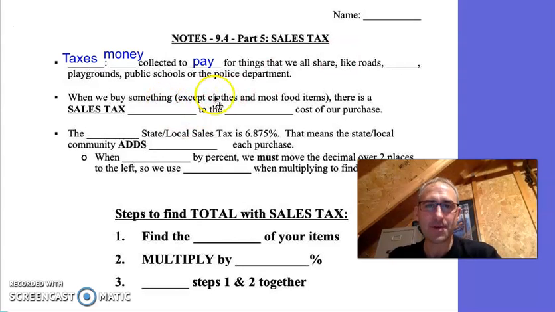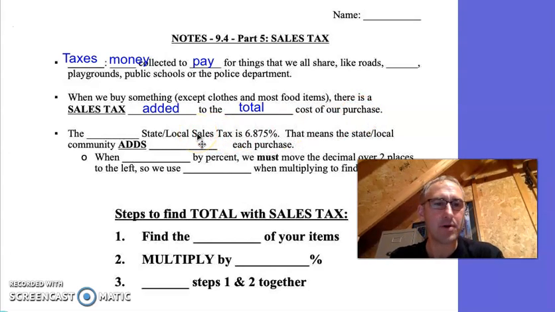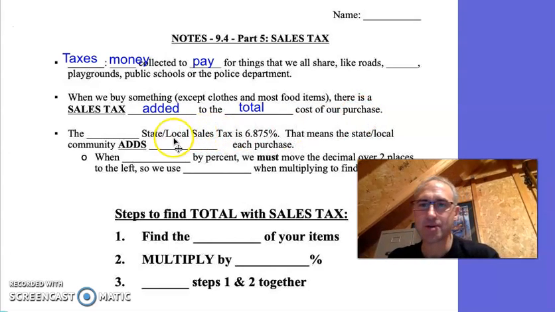When we buy something, except for clothes and food in Minnesota, there's a sales tax. Sales tax, again, is the amount of money that's added to the cost of what you purchase. So once you have your total, it's money added to the cost that you purchase. But we're going to probably multiply to find out how much tax we pay.